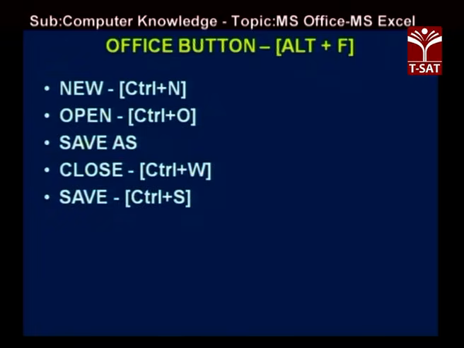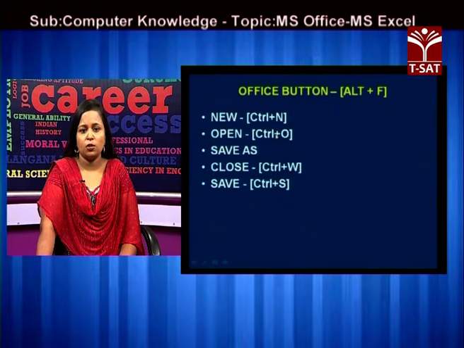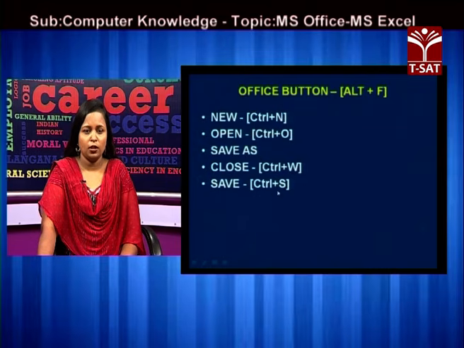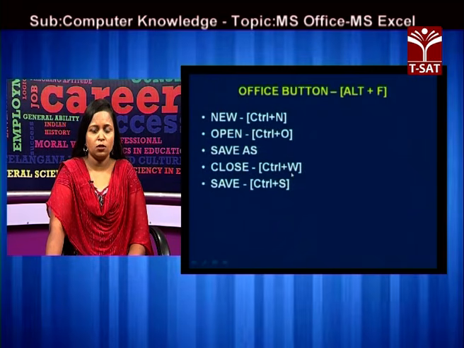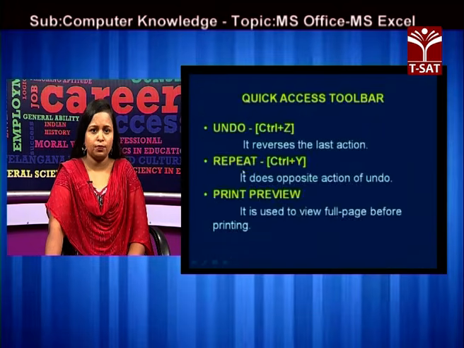the other topics. Shortcut keys are very important in Excel and Word also for competitive exams. The New shortcut key is Control N in anywhere and any program, Open shortcut key is Control O. Next, Save shortcut key is Control S. Next, close the window is Control plus W. These are the shortcut keys, and the Office button consists of these types of menus.